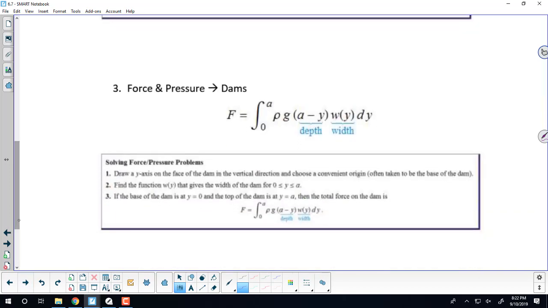I was calling that height. It might be more appropriate to call this depth, but whatever. This is our h minus y. Your book labels it a. All right, that's 6-7.